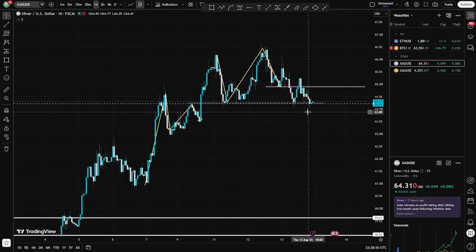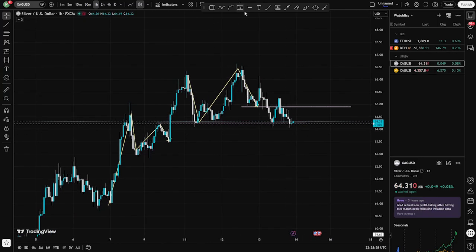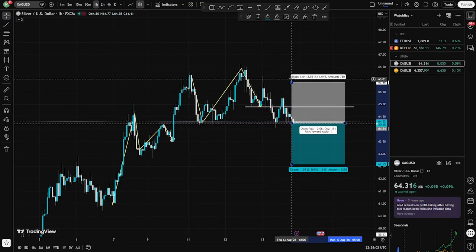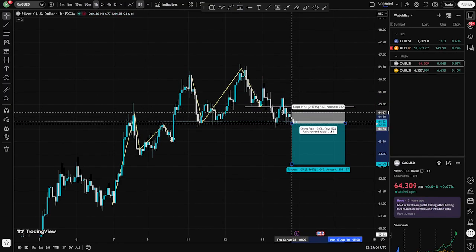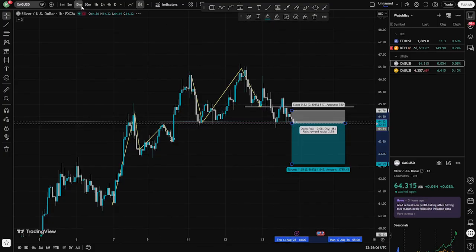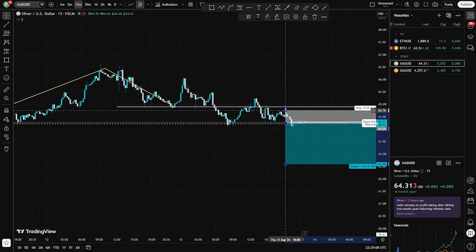But I decided to sell today and I think price is going to hit my stop loss. I think this is how the trade looks like. And for this, I use my 15-minute stop loss. So my stop loss is around here, right around here.